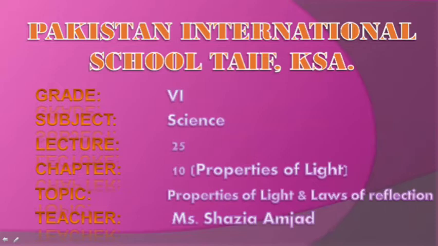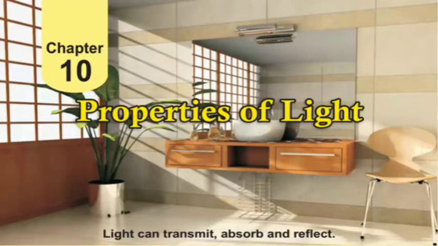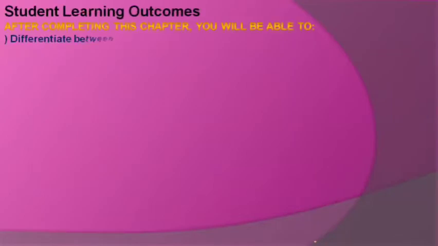And we will talk about some properties of light in this chapter and some in grade 7, inshallah. And then we will talk about laws of reflection. So let's get started. This is your chapter number 10, properties of light, of your book. What are the properties of light? Three basic properties of light are there: light can transmit, can absorb, and can reflect. These are the main properties of light. And one more, that light travels in a straight line. You have seen that before in the previous classes.